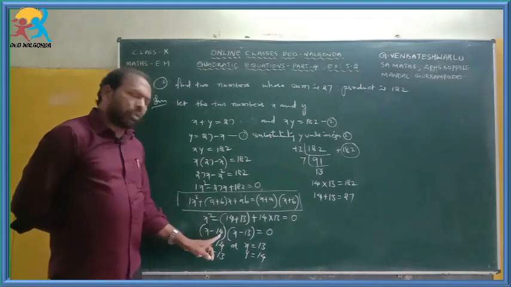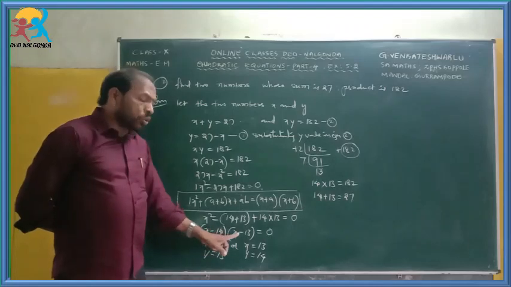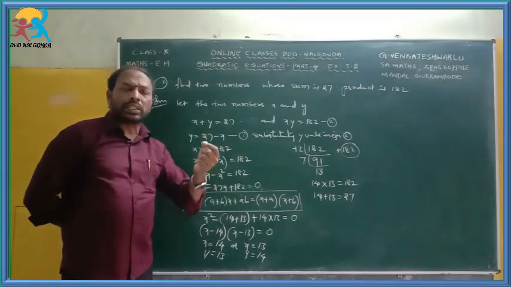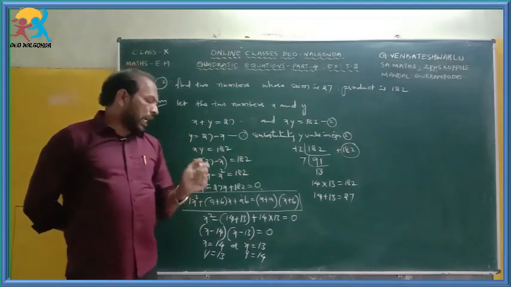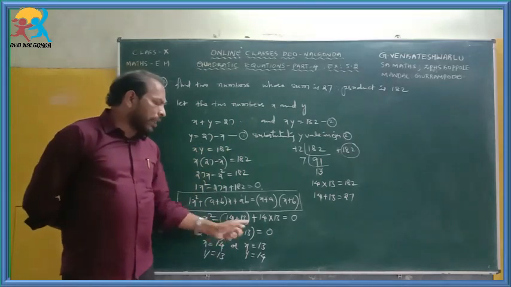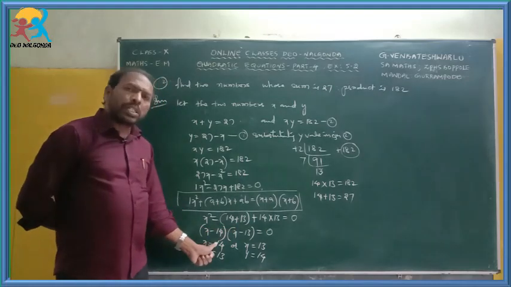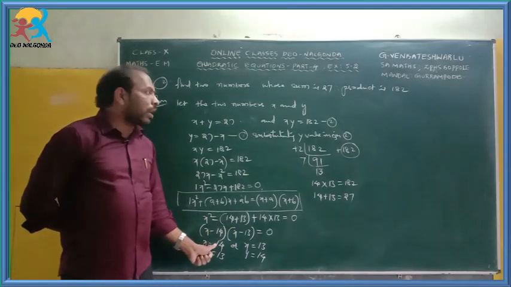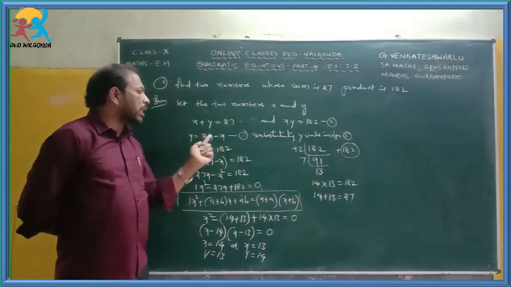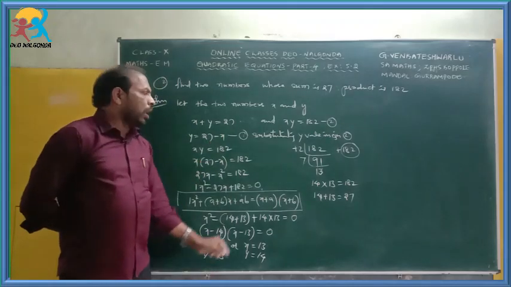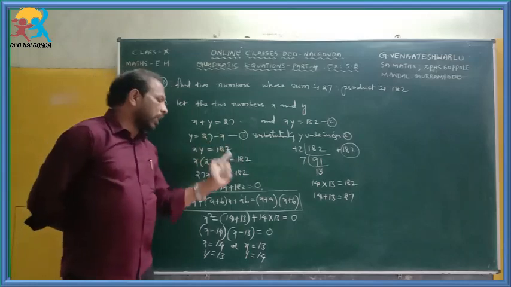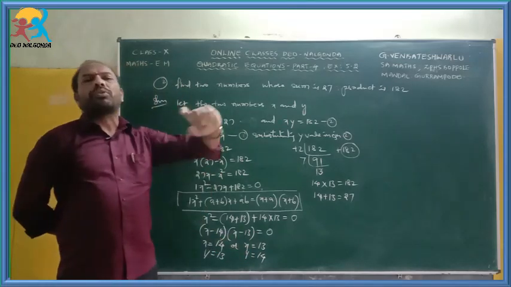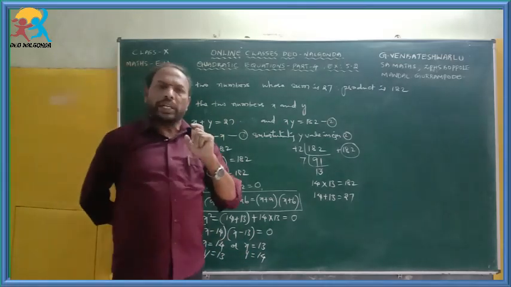If x minus 14 equals 0, the product of these two linear factors is 0, which means any one of the factors equals 0, then only the product becomes 0. That's why x is equal to 14 or x is equal to 13. If the value of the first term is 14, then the second term will be 27 minus 14, that is 13. If x is 13, then the value of y is equal to 27 minus 13, that is 14. 13 comma 14 are the two positive integers.